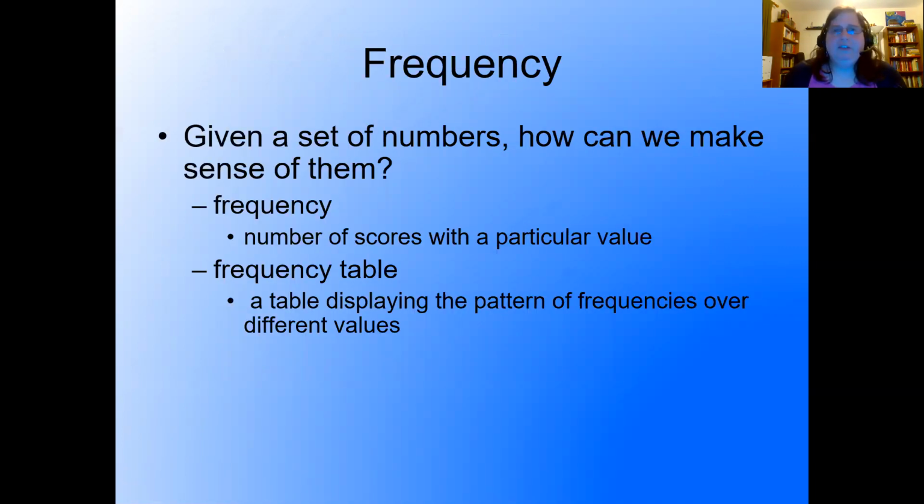So let's start by considering frequency. Given a set of numbers, how can we make sense of them? Well, frequency is one way. It's the number of scores with a particular value. So if you survey 10 people and 3 people reported 2, then the frequency for 2 would be 3. Now, a frequency table is a table displaying the pattern of frequencies over different values, and we're going to talk about how to actually construct a frequency table.